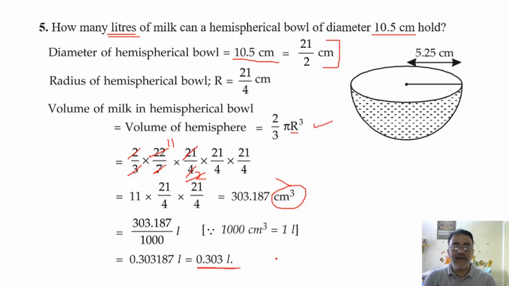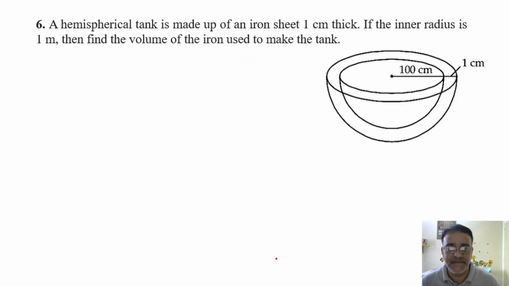Okay. So now we are moving toward the last question of today's session. This is the last question. A hemispherical tank is made up of an iron sheet 1 centimeter thick. So this is thick 1 centimeter. If the inner radius is 1 meter, 1 meter means 100 centimeter. Find the volume of the iron used to make the tank.